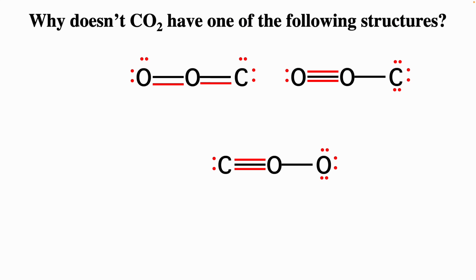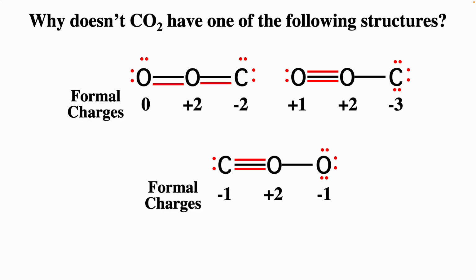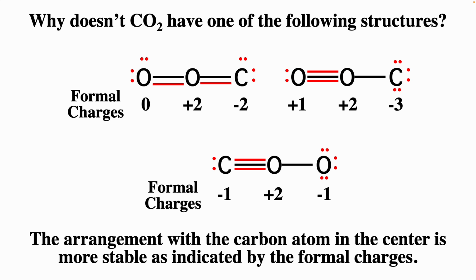And again, here is the question: how do we know carbon's in the middle, not in the end, and not oxygen in the middle? And so again, all these have noble gas configuration. We use the same number of valence electrons. We can calculate the formal charges. And so based on the formal charge, we see that the carbon should be in the middle.